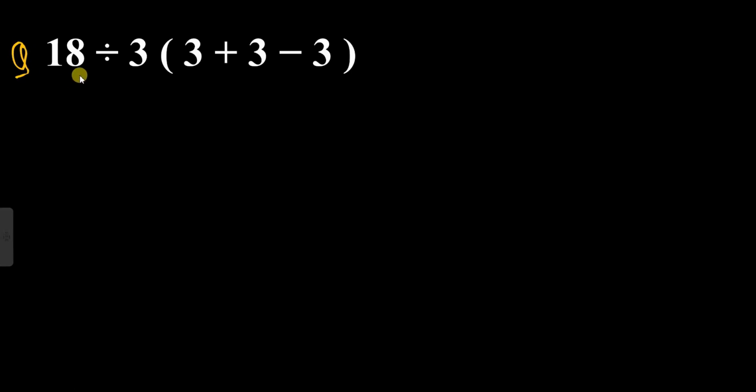The question is 18 divided by 3 in brackets 3 plus 3 minus 3. So first let's solve 18 divided by 3, which is 6. Inside the brackets, 3 plus 3, these 3's cancel each other out, and here 3 remains. Now let's continue. 6 times 3 equals 18, but this is wrong.